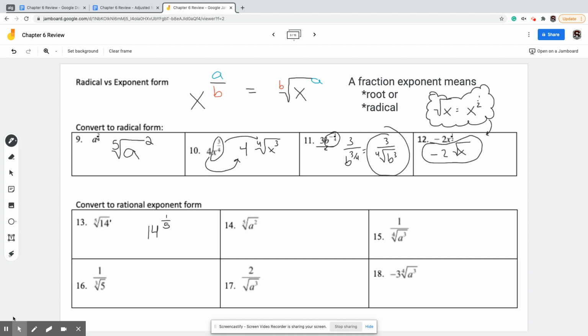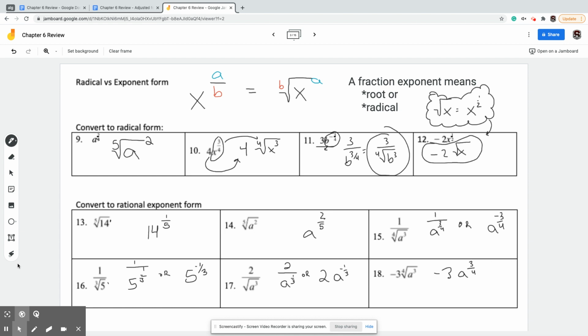I'm going to try the rest. See if you can do the rest. Pause here and check my answers momentarily. And these are the answers that I gave you. You'll notice a couple of them have options. Either you can have a negative exponent or you can have an exponent in the denominator.